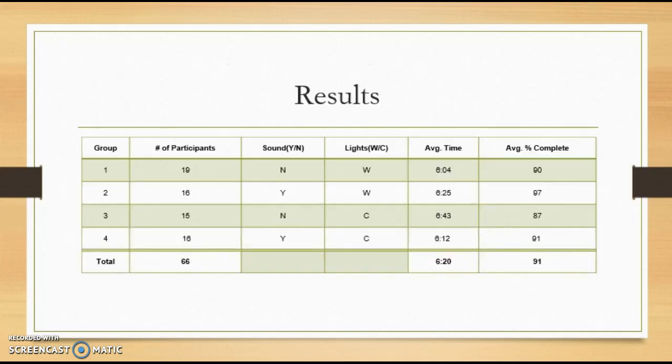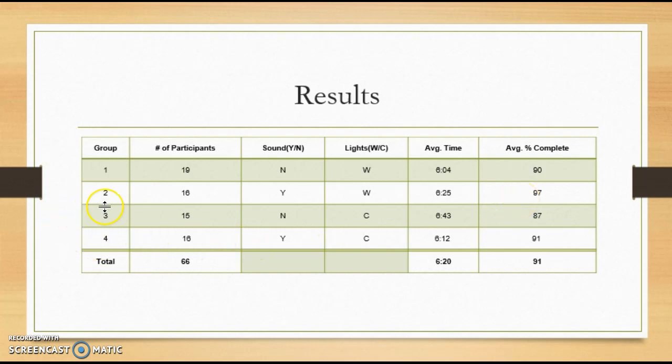So then for the results of our testing, this is done without the data from the level 5 familiarity. And so we can see here, group 1, which is the no sound with white lights, had 19 participants with an average time of 6 minutes and 4 seconds, and average completion was 90%. With group 2, which is the sound and white lights, they had 16 participants and an average time of 6 minutes and 25 seconds with 97% complete.